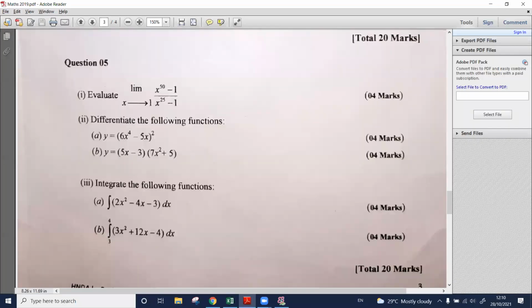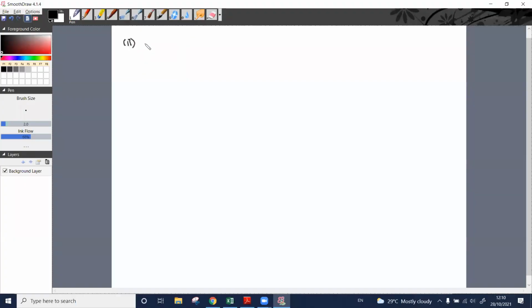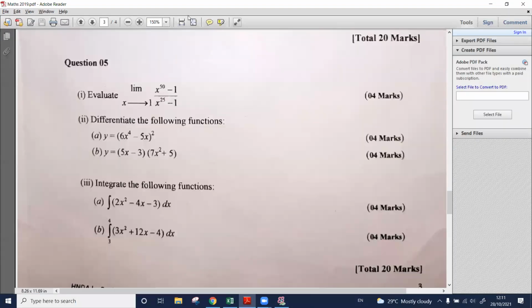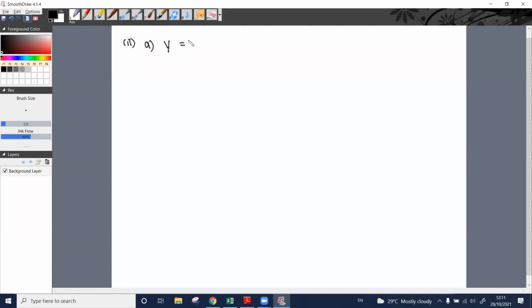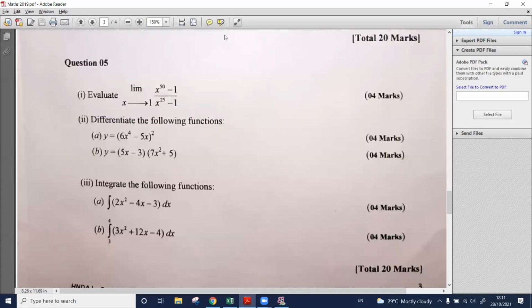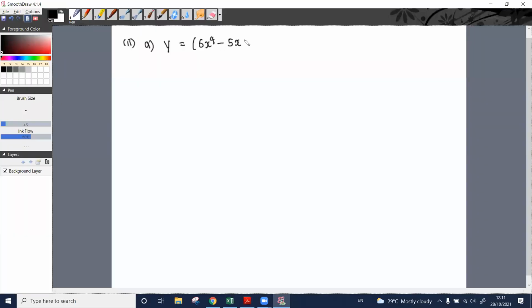We need to differentiate the following functions. A is given as y equals 6x to the power 4 minus 5x, the whole squared. There are two approaches you can follow. One is that you can expand this and then differentiate. Otherwise, you can apply the chain rule to differentiate this one. So I will apply the chain rule.